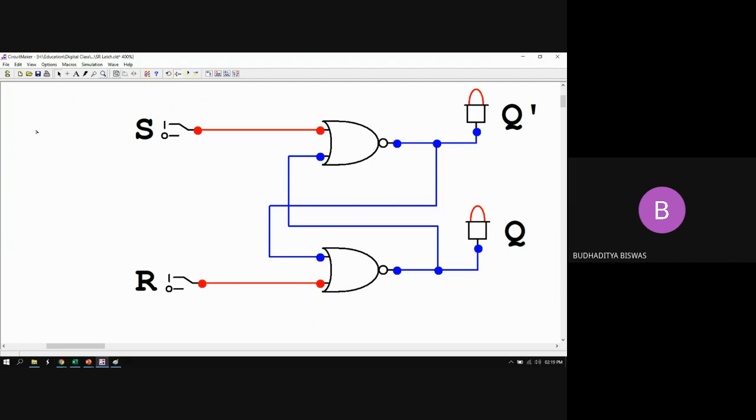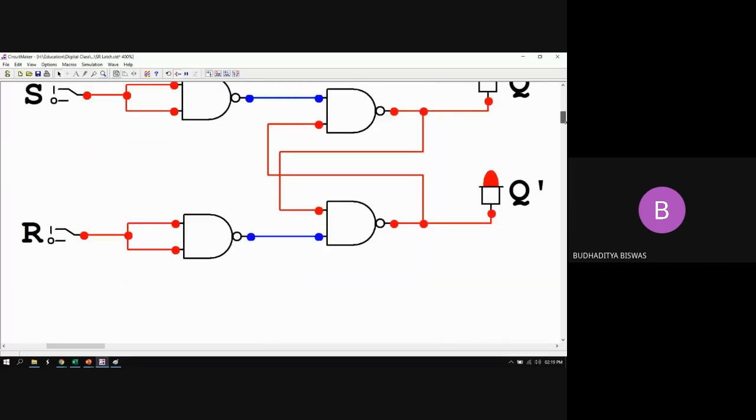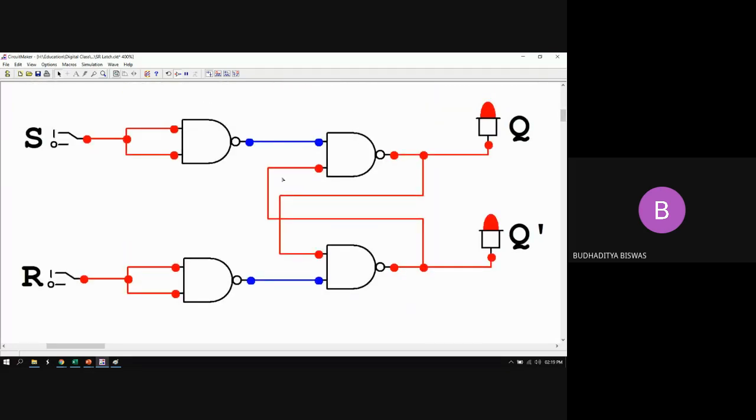Suppose one manufacturer manufactures the IC using the NOR gate, and if I give both the inputs 1, 1, what will be the output? 0, 0. And suppose another manufacturer manufactures the same RS flip-flop using the NAND gate. If I give S equal to 1, R equal to 1, what will be the output? 1, 1. But both are not logically possible, so they are called forbidden. This is the prohibited state.